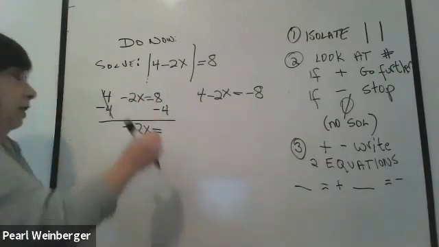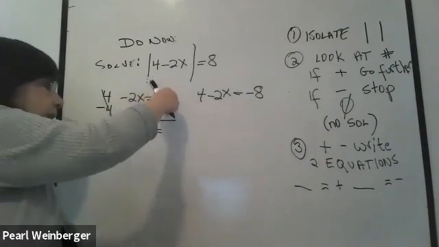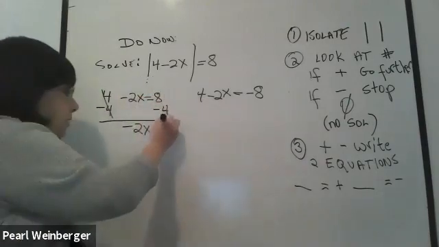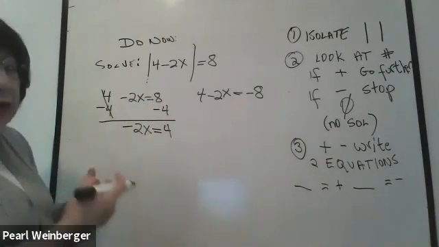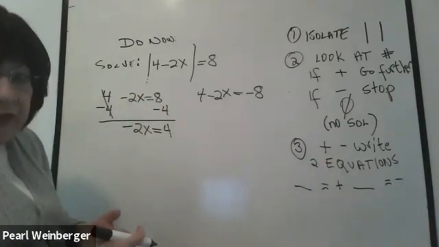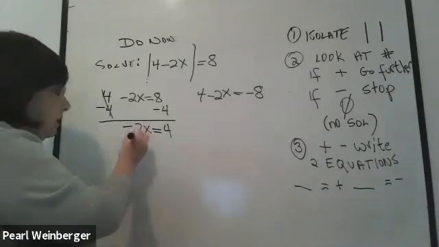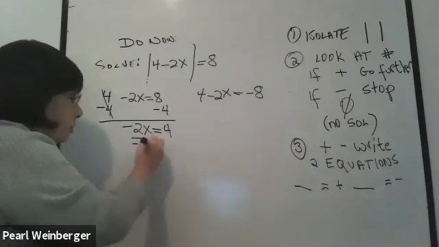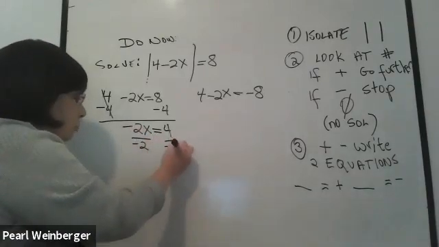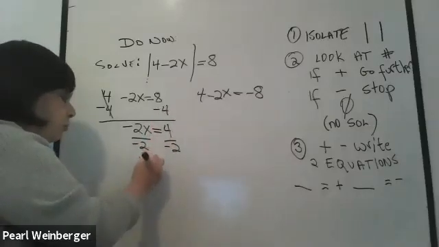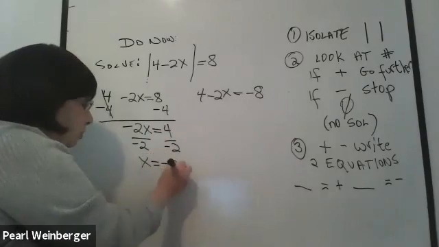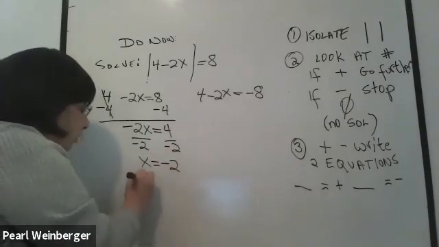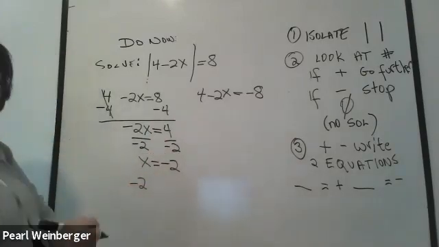What do we have on the other side of the equation? We have 8 minus 4. Well, 8 minus 4 we know is 4. To finish the equation, we have to divide by the coefficient of the x. The number in front of the x is the negative 2. So we get 4 divided by negative 2. That gives me x equals negative 2. So one answer to my question is negative 2.